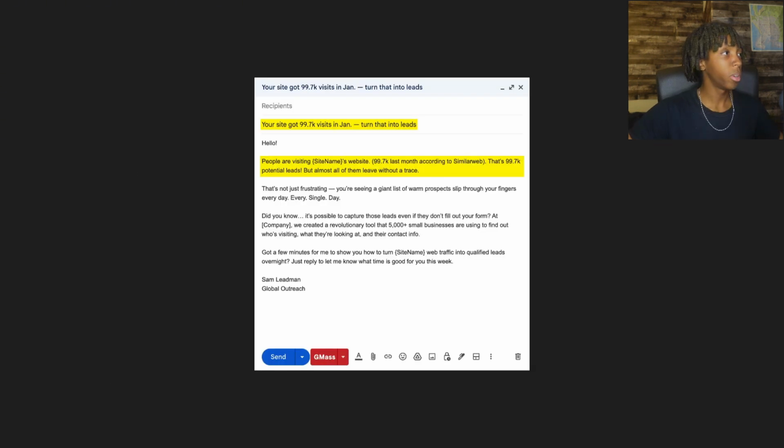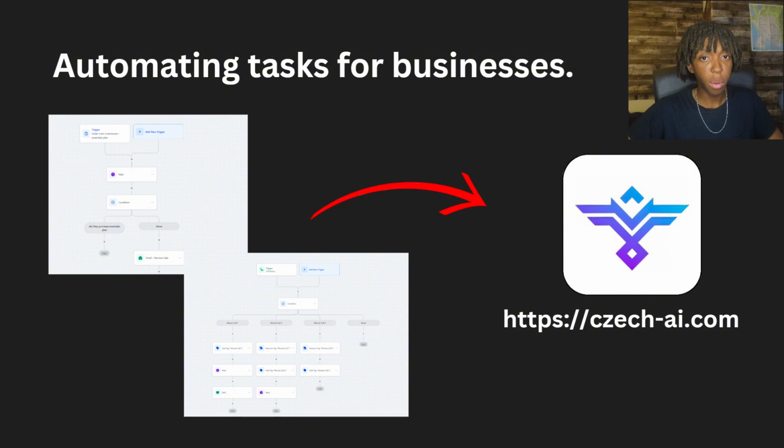This is the perfect email that I found going over the PAS framework. It identifies the problem perfectly, it amplifies it perfectly, and it even gives a solution, which is their service or their product. This email is extremely good, so definitely take a screenshot of this. This is the exact email framework that I use to pitch businesses to automate tasks for them using this software, Check AI. And these are some examples on the left side.